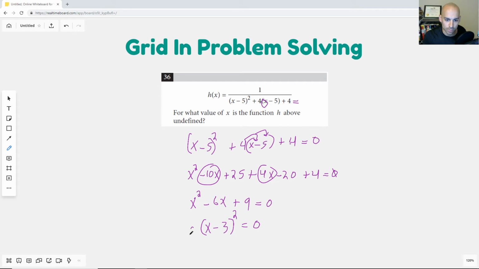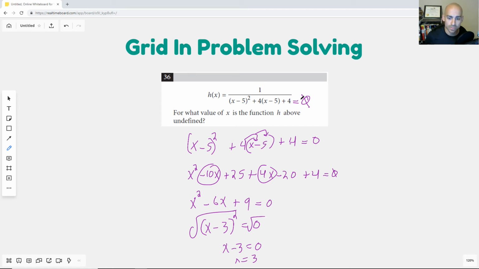Then I just square root both sides. Then I have x minus 3 equals 0. Square root of 0 is still 0. And then x equals 3. And if I were to plug 3 into x here, what I would see is that I would actually get 0. But I feel good about my math. What I'll do is I'll say the answer is 3.